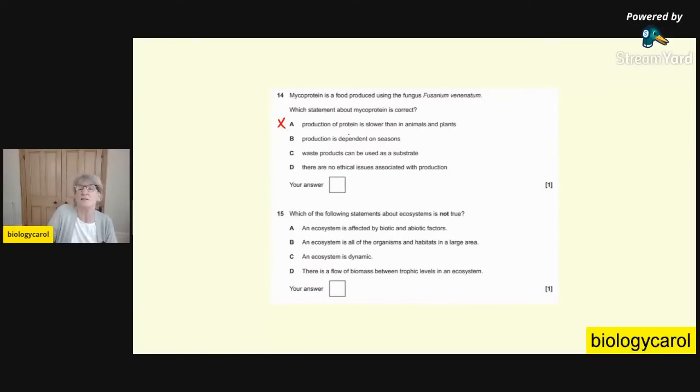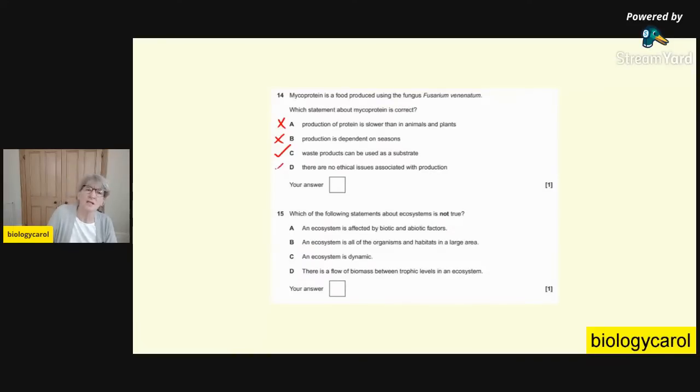Production is dependent on seasons. Absolutely not true, because it's an industrial process, it can happen at any time. Can use waste products as a substrate, in other words, as nutrients. I absolutely know that to be true. And there are no ethical issues associated with production.